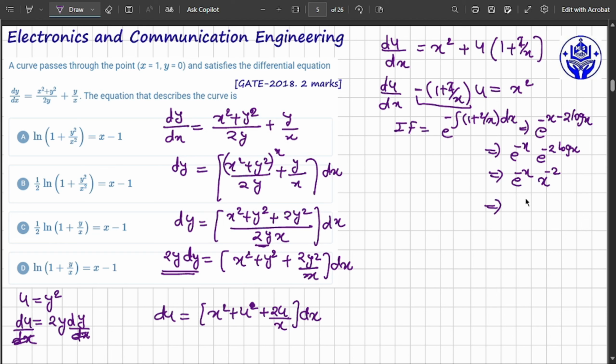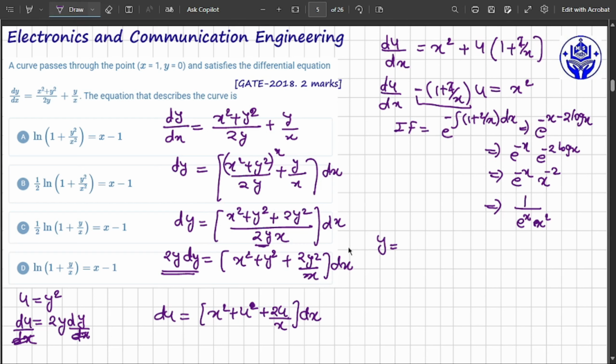Okay, we can write it as 1 upon e to the power of x and x square. This is the integrating factor. Now the solution is y into the integrating factor, and the right hand side is x square into 1 upon e to the power of x into x square. Okay, just let me write it again like this.